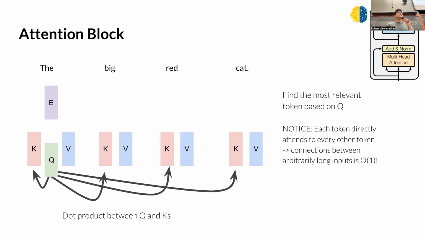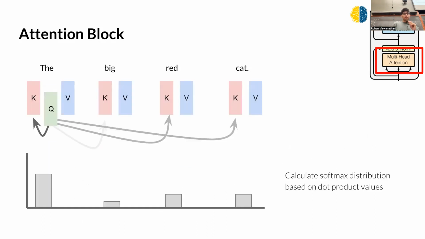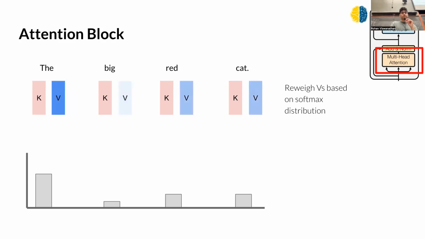All we have to do is take our current query and multiply it with the key of the 500th token. And now I have a similarity score, right? That took O of 1. It's a constant operation because I have keys for every single token. We take the dot product between our Q and every other K in our representation. This results in a softmax distribution based on the magnitude of the dot product values. In this example, my similarity is closest to the key of my first word.